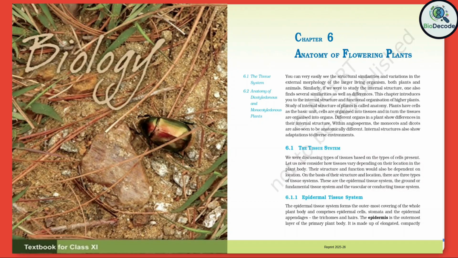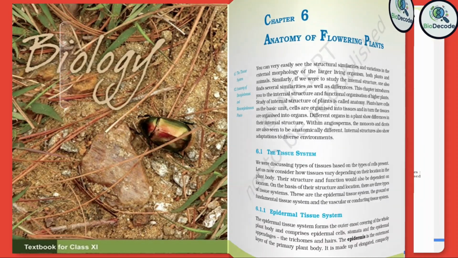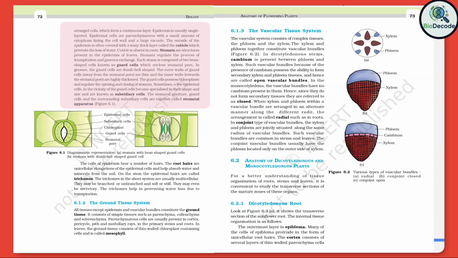Epidermal tissue system. The epidermal tissue system forms the outermost covering of the entire plant body and comprises epidermal cells, stomata, and epidermal appendages such as trichomes and hairs. The epidermis is the outermost layer of the primary plant body. It is made up of elongated, compactly arranged cells that form a continuous layer. The epidermis is usually single-layered. Epidermal cells are parenchymatous in nature, containing a small amount of cytoplasm lining the cell wall and a large vacuole.